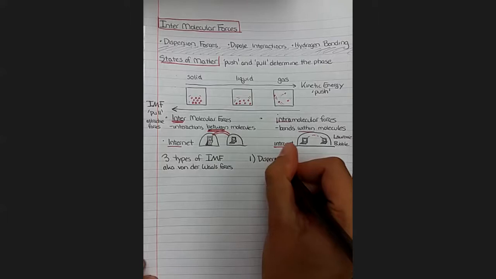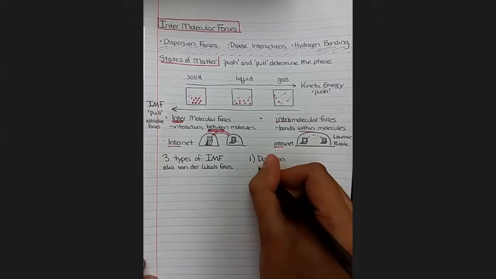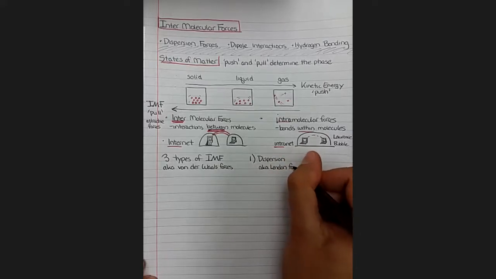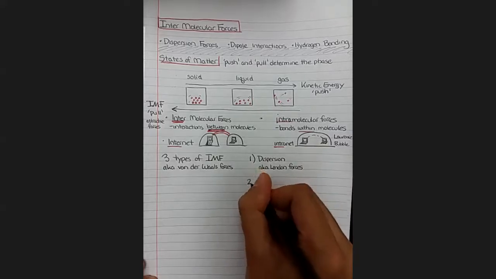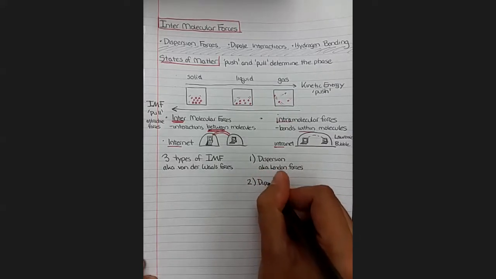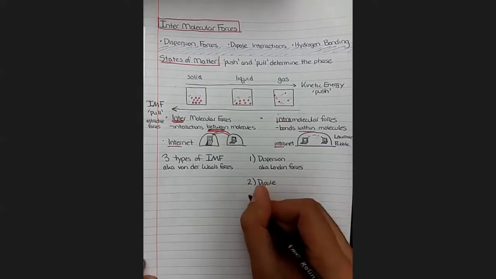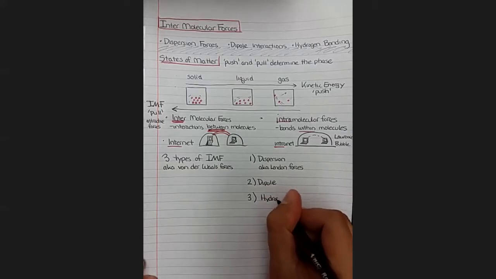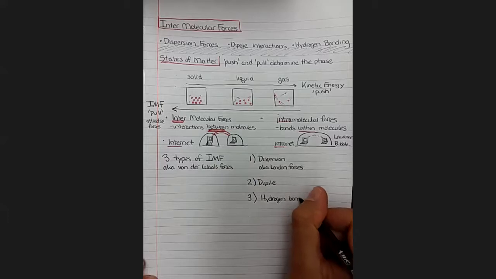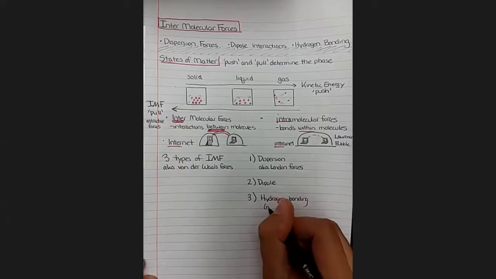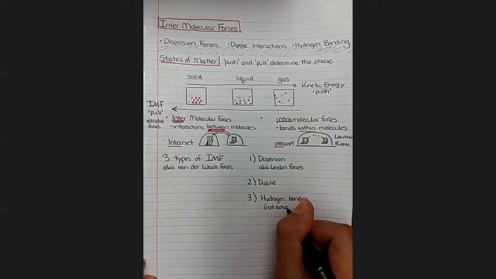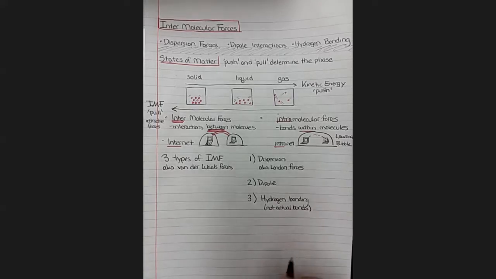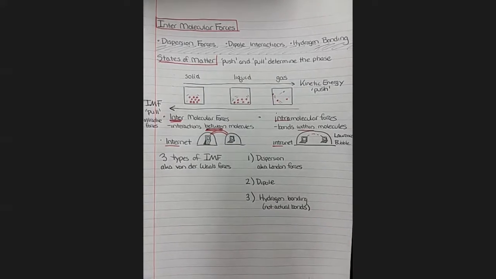The first type is called dispersion forces, and they have another name. They're also called London forces. You might have heard them called that. The second type is called dipole interactions. And the third type is called hydrogen bonding. It is important to note these are not actual bonds. They're interactions. It's just called bonding because it's a very strong interaction, but they are not, in fact, bonds.